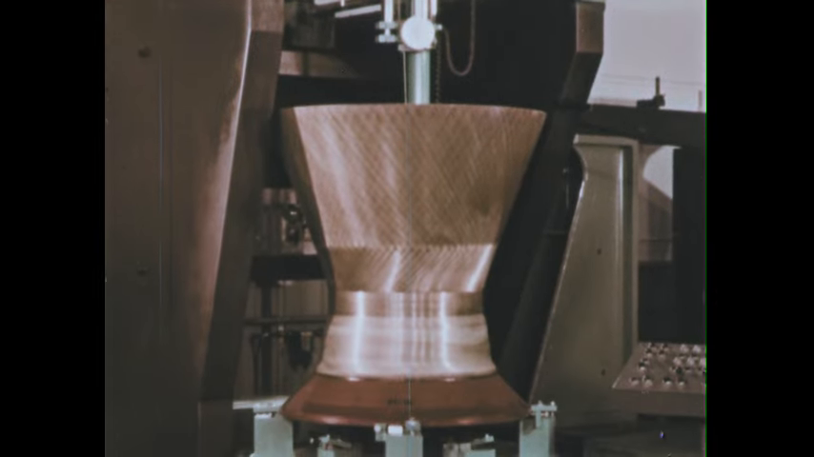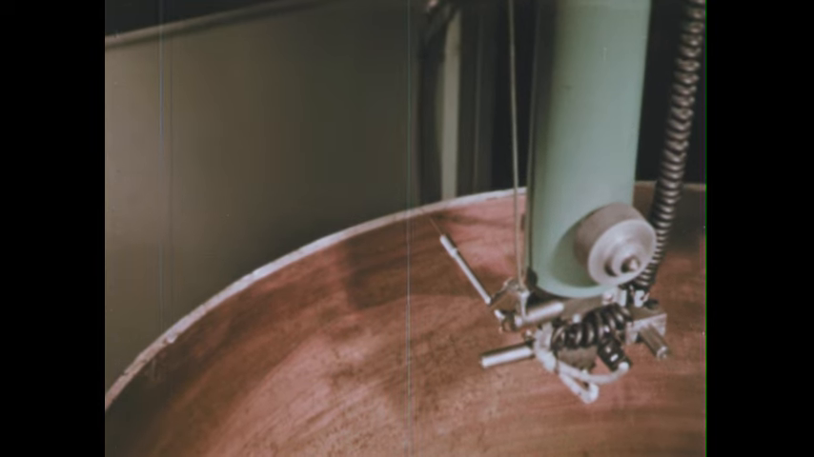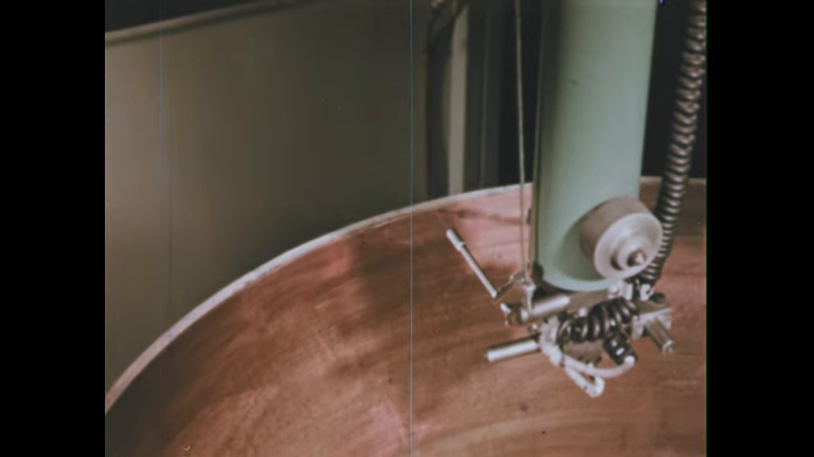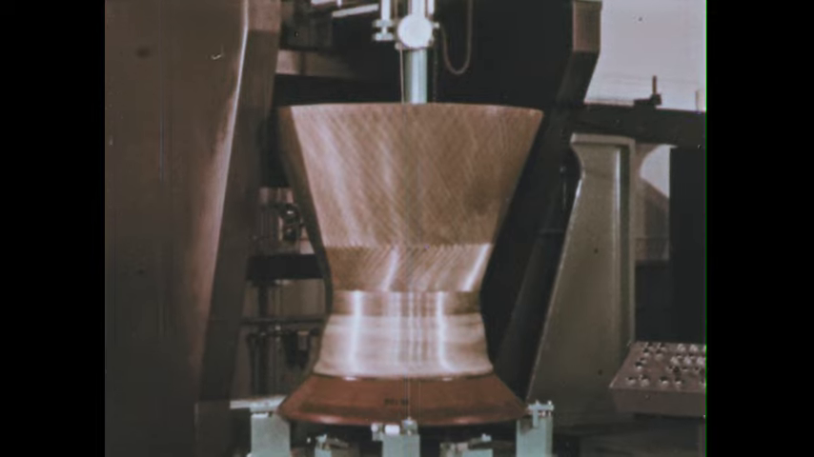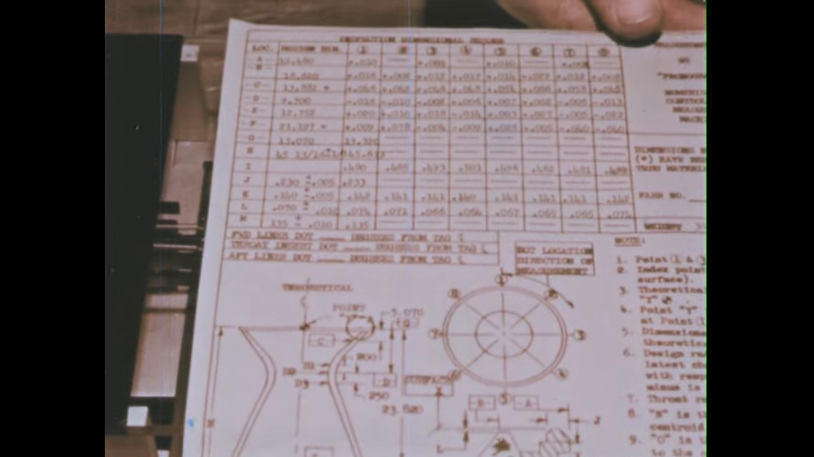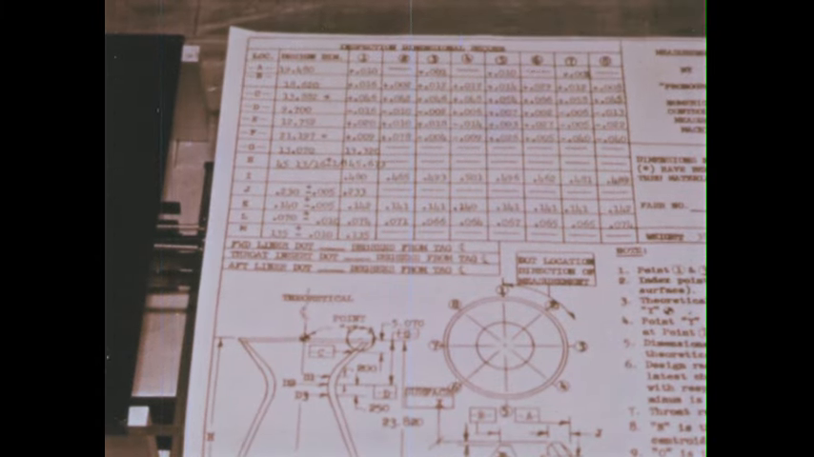On this machine, a probe is guided by a tape similar to the one used in manufacturing the part. The measurements are recorded for inspection and record. But you still need an original detailed drawing, don't you?